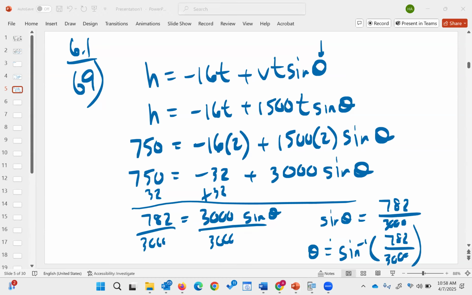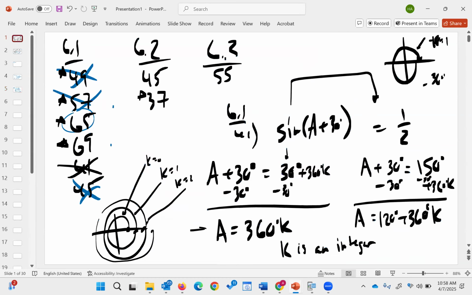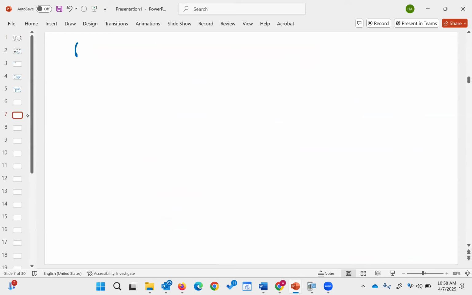Okay, you guys talk to me. Are we done with 6.1? Yes, okay, 6.2, 37. It says for the equations, find all degree solutions from 0 through 360, write answers to the nearest tenth. Use a graphing calculator to verify. Exactly what we're going to do. We're going to solve it, and then we're going to use the graphing calculator to verify. So 37. We got to solve this one.